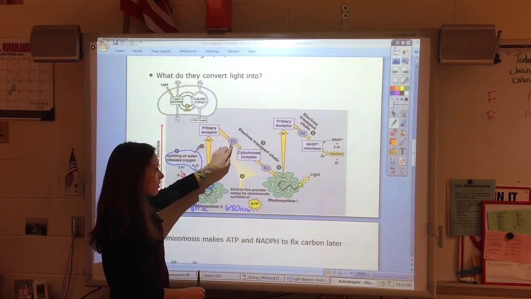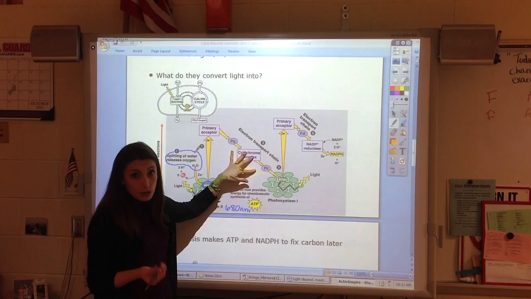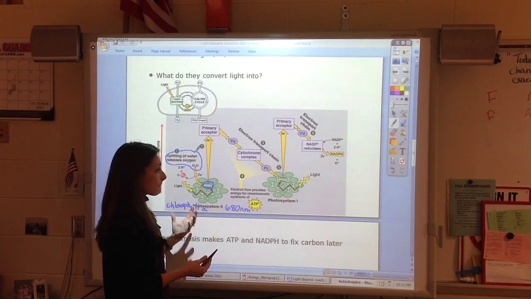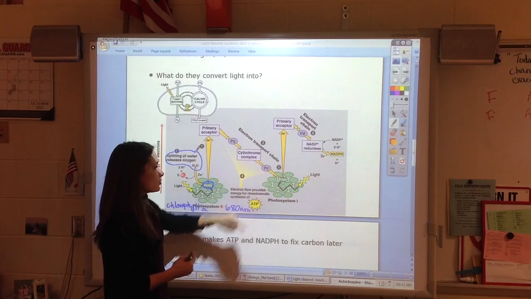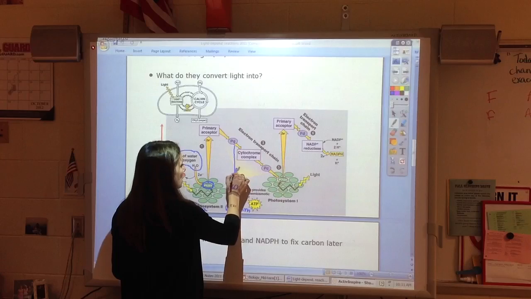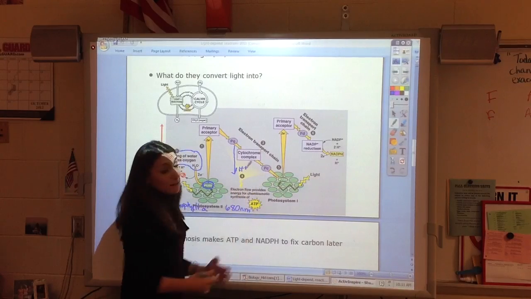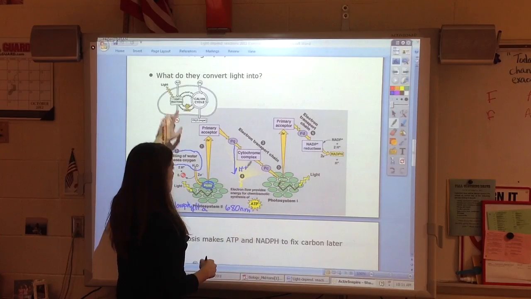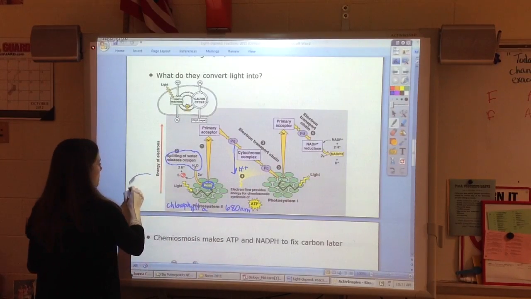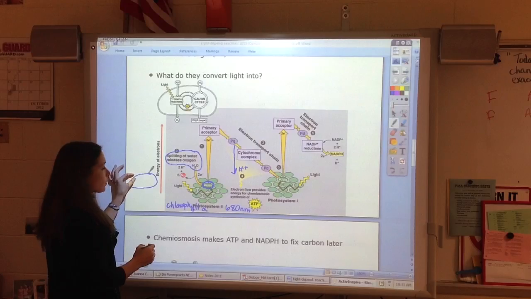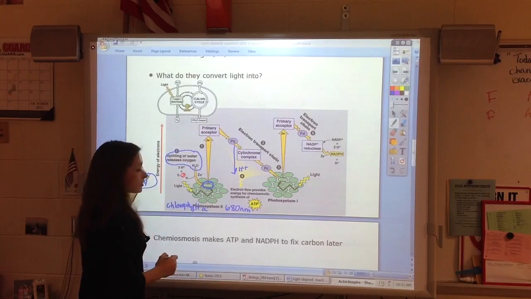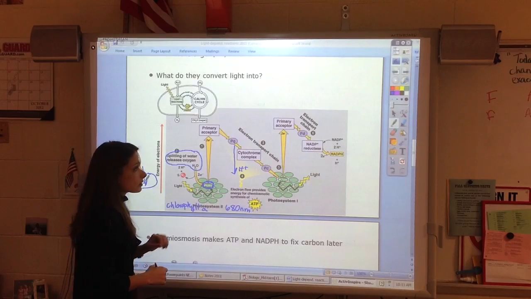The electrons are then passed to some other proteins. Sound familiar? Another electron transport chain. As we pass the electrons, we're actually going to use their energy to pump hydrogen ions. Sound familiar? One thing we do have to keep in mind here is that we're talking about being on the inside of the thylakoid membrane. So this time we're pumping hydrogen ions into the internal space between the membranes.